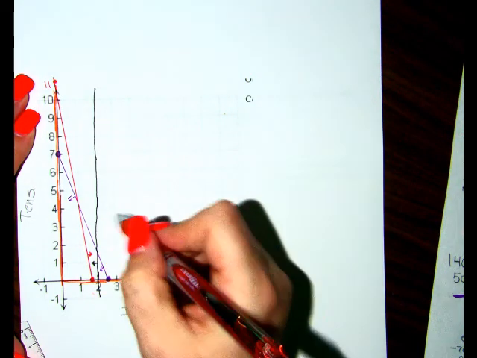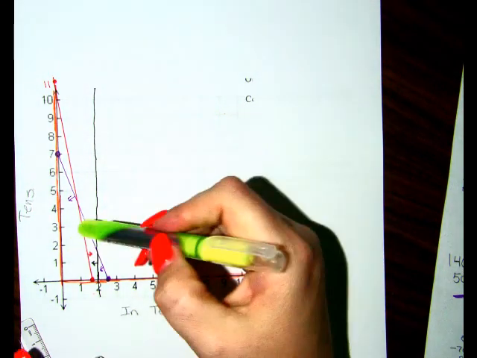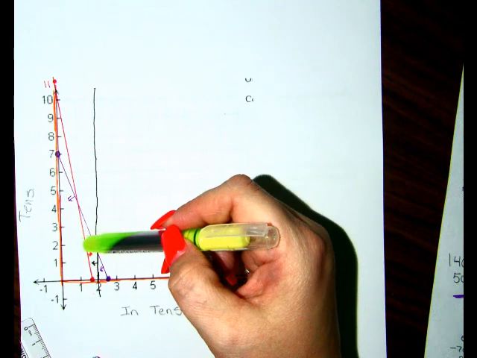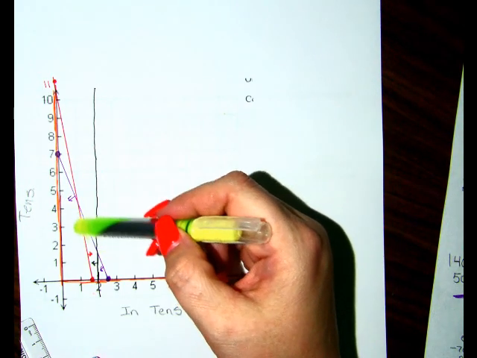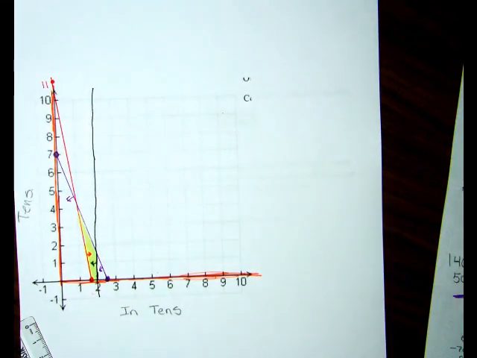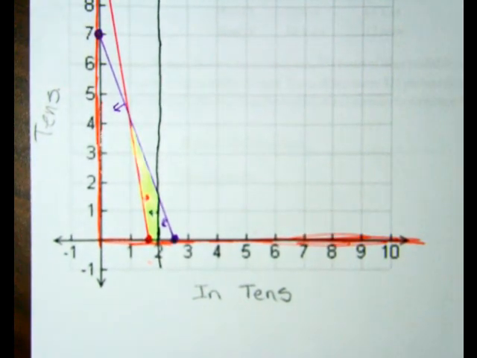Which means I now have my constraints fully drawn, and now I can shade in my feasible region. Now, if I am looking here, my feasible region has to be below my purple line and above my red line. So I'm looking at this region right in here. Okay? Now I'm going to zoom in so you can see it a little better. There is my feasible region.